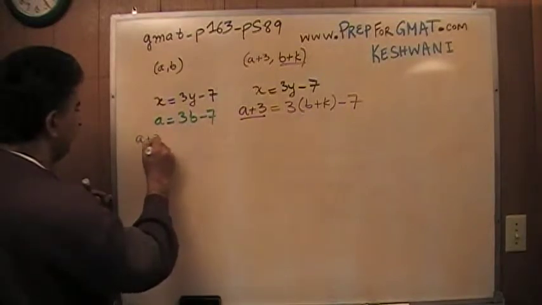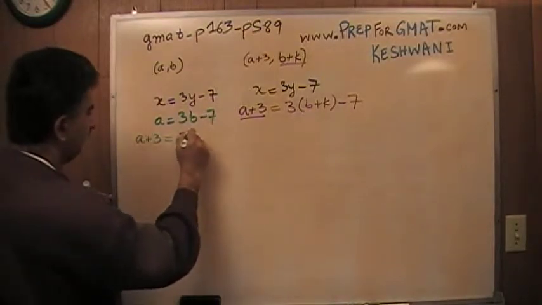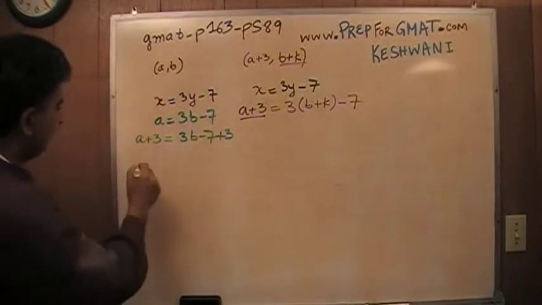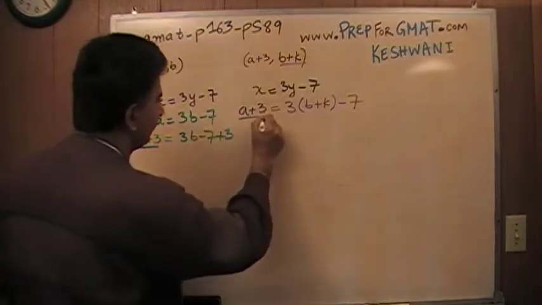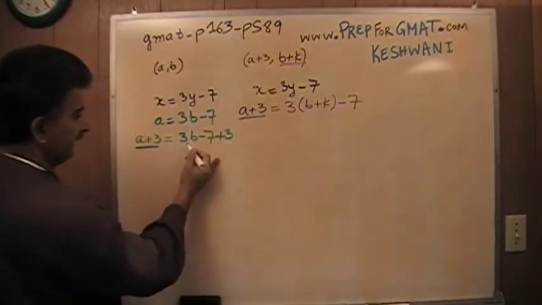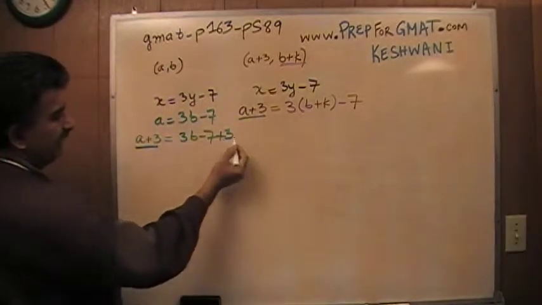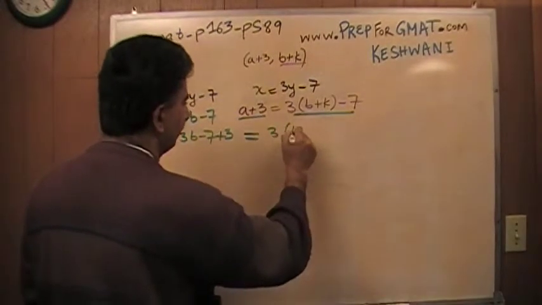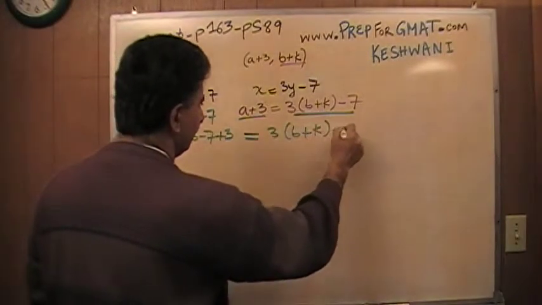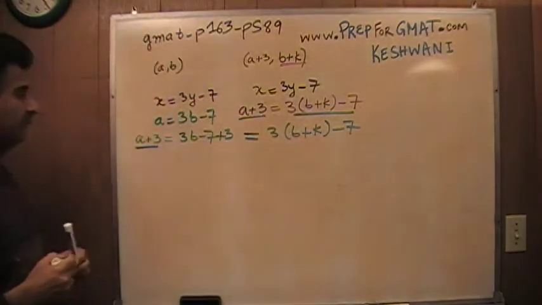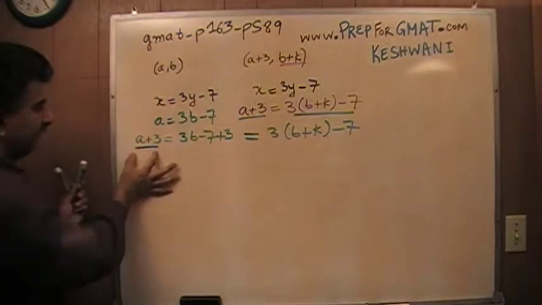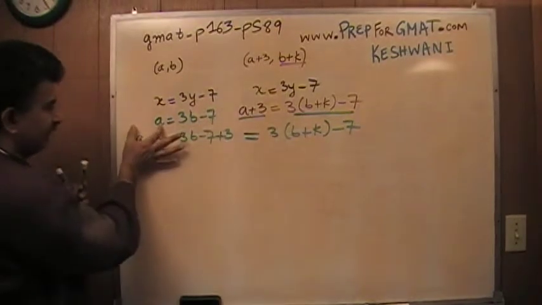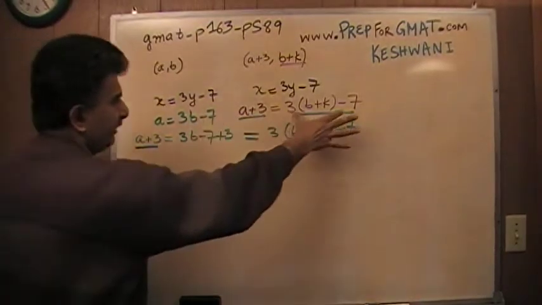a plus 3 equals 3b minus 7 plus 3. Now since this has a plus 3 on this side and this has a plus 3 on this side, this expression, 3b minus 7 plus 3, must equal this part right here, 3 times (b plus k) minus 7. Because by adding 3 to this side I made it the same as this side here, which means if the left hand sides are the same, the right hand sides have to be equal.